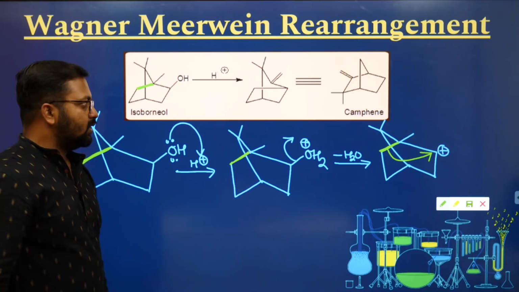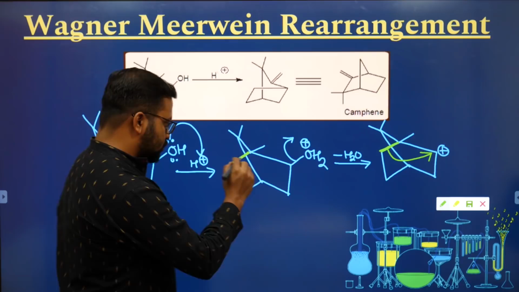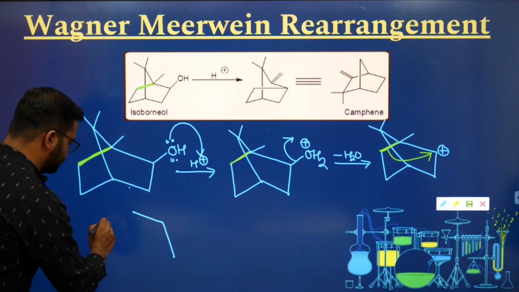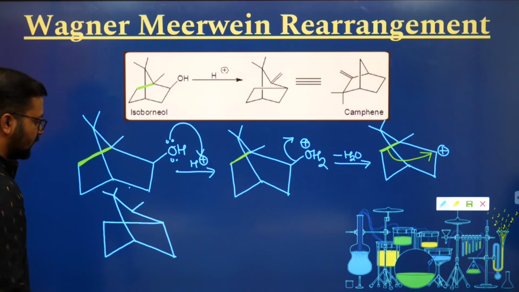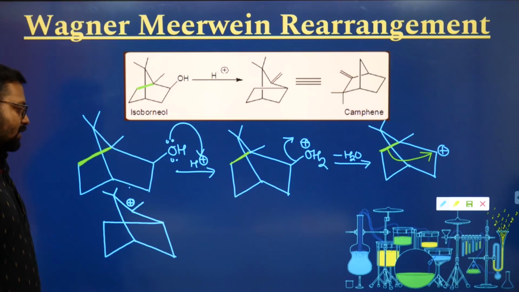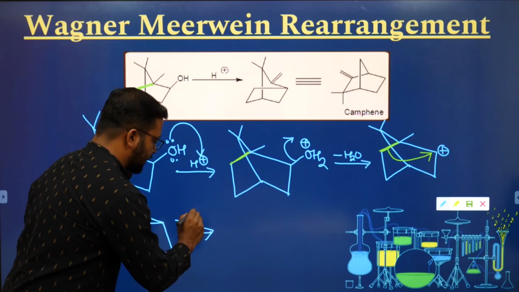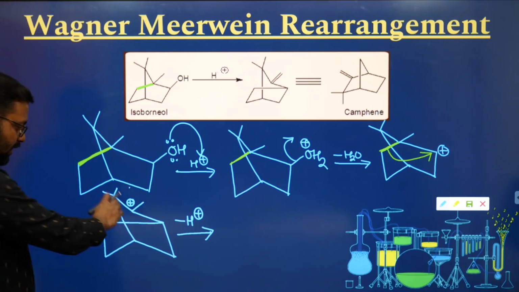Ab dekhiye yahan pe ek bond bana ke rakha gaya hai. So what will I draw? I will be getting a positive charge over here. And then it's a very simple step. Mujhe ek proton kheench ke bahar nikal dena hai. I have to remove a proton. And proton will be removed from that position adjacent to the positive charge. I will be getting something like this.